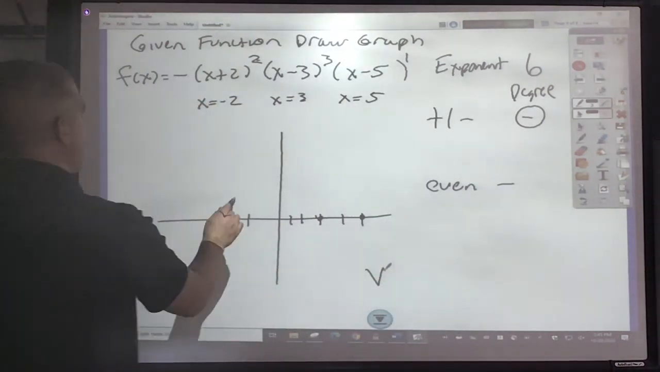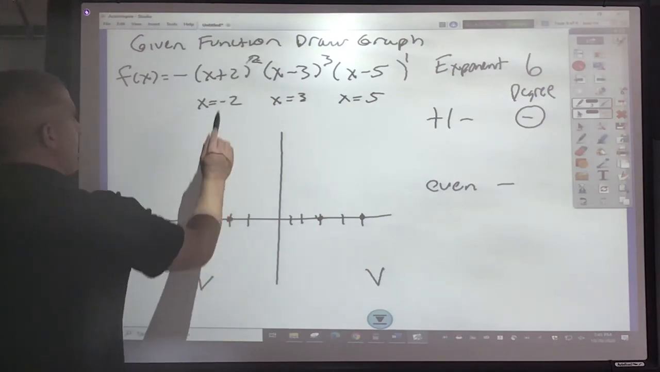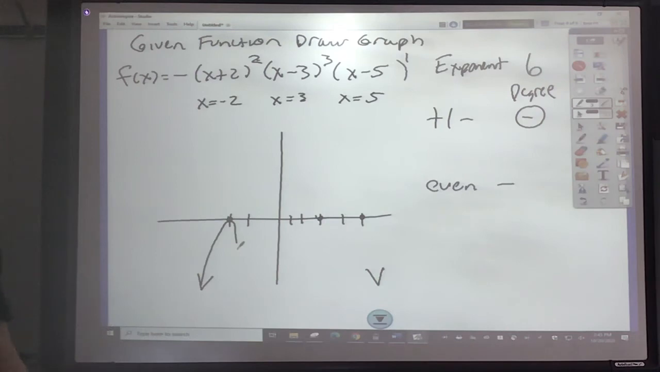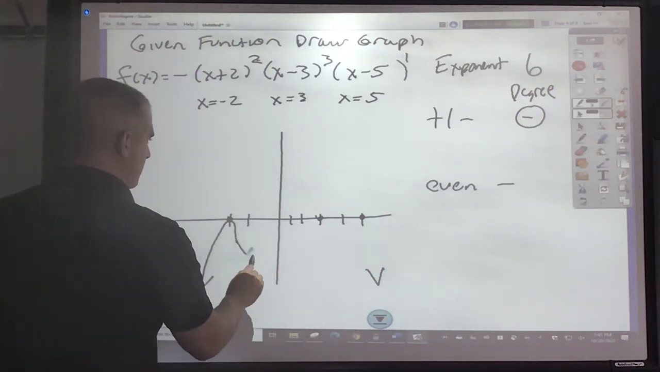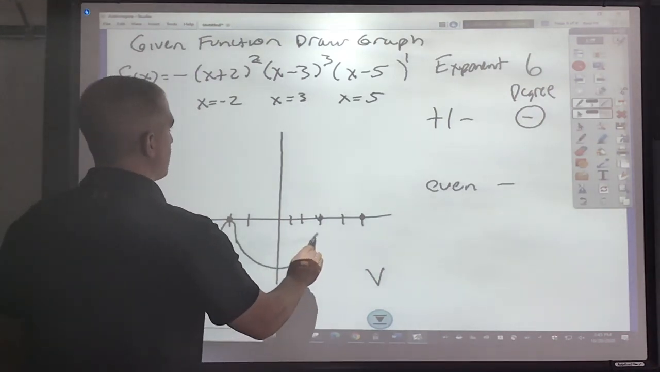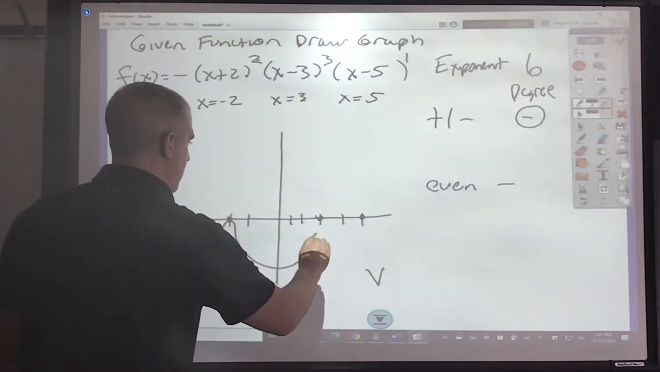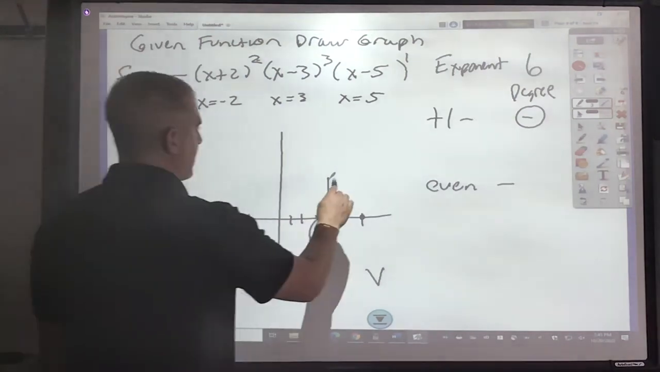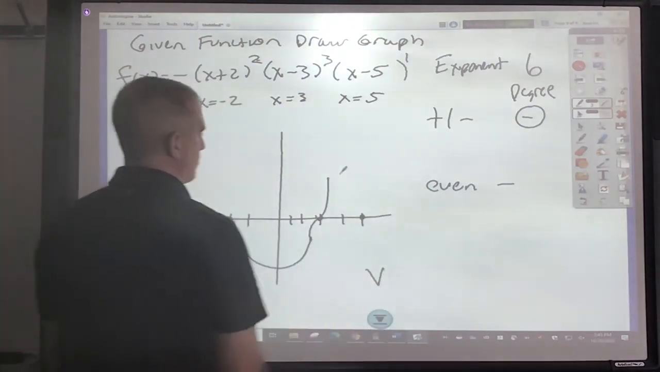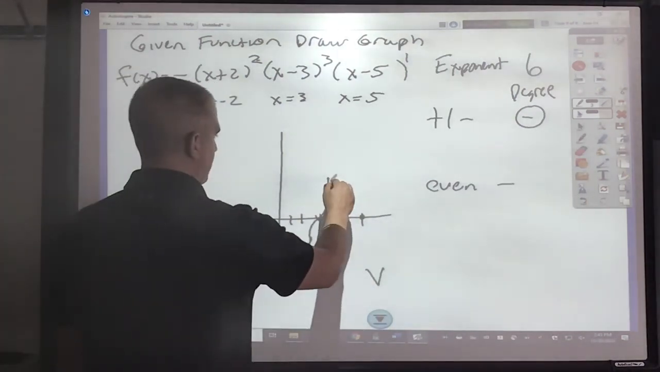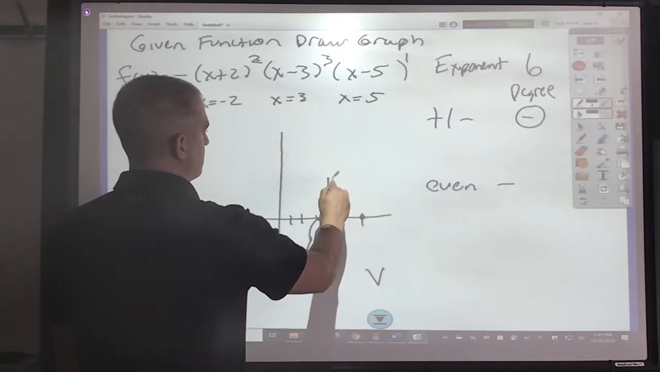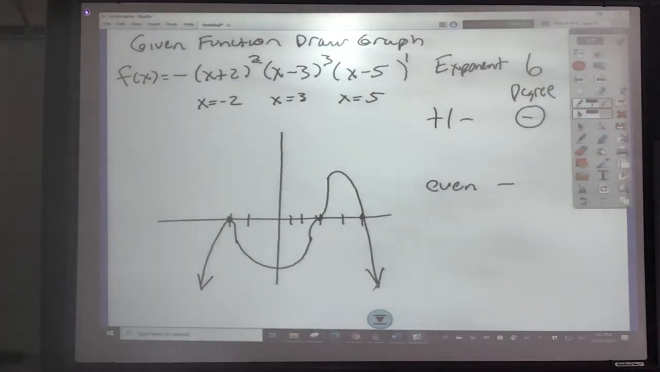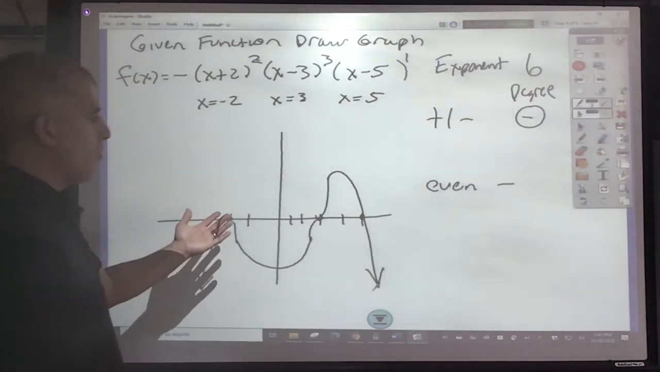Now, as I go through negative 2, since it's squared, it should be a quick touch. When I come through 3, since it's cubed, it should curve through. And then when I get to this one, it should slash through. Boom. That would be my answer. That could be one of the drawings.